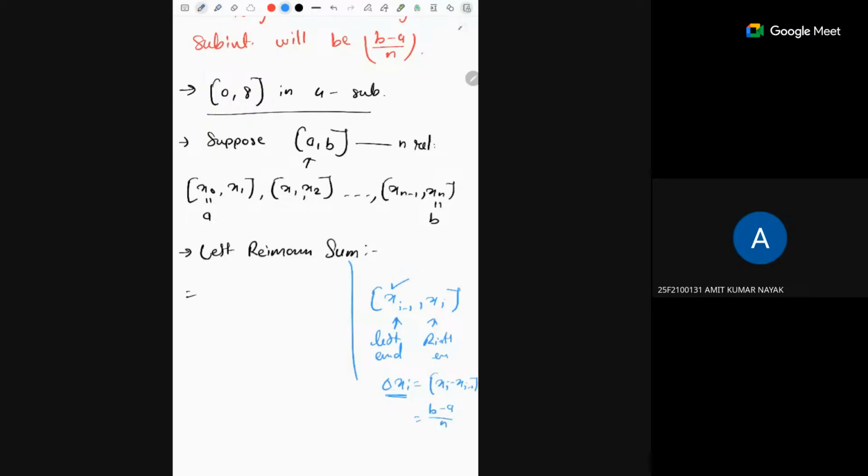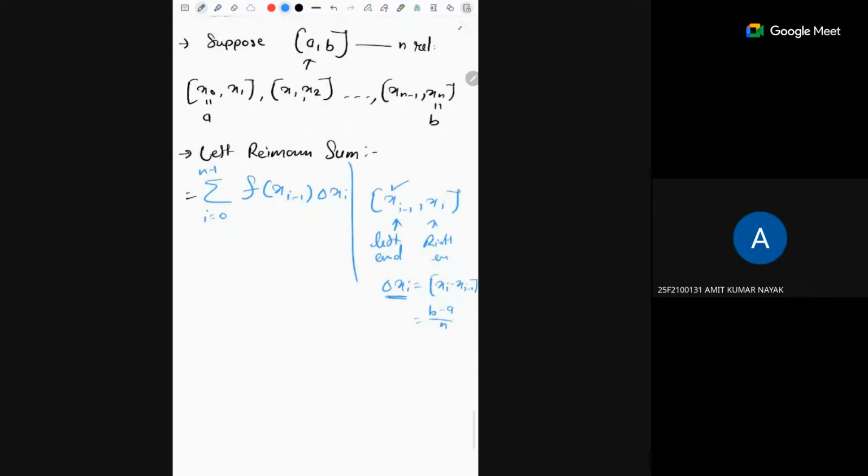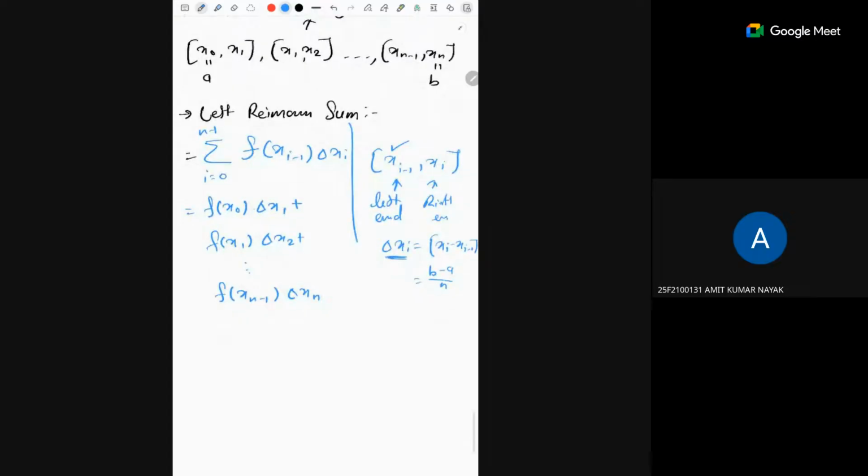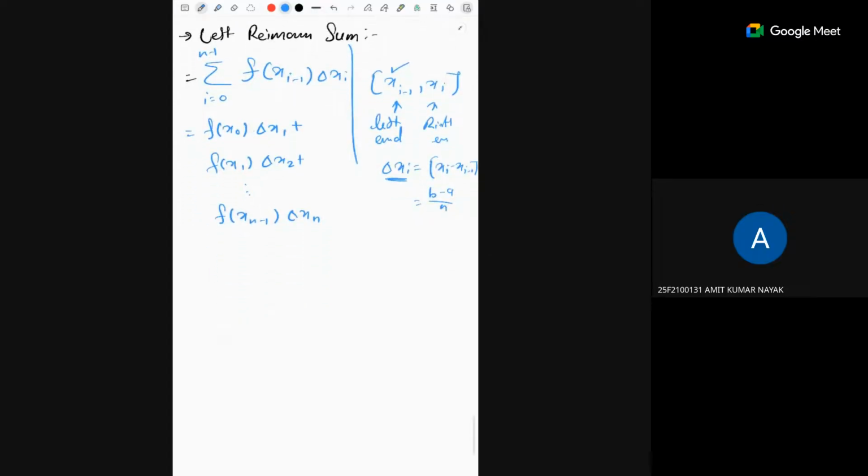So left Riemann sum says you have to sum the value of the function at the left endpoint, that is xi minus 1, with del xi, where your i is ranging from 1 to n. And if I elaborate it, it looks like this: f of x0 into del x1, plus f of x1 into del x2, plus and so on, plus f of xn minus 1 into del xn. This is left Riemann sum. So in left Riemann sum, you have to consider the function value at the left endpoint. Okay. In right Riemann sum, you have to consider the function value at the right endpoint. Don't worry, we'll take an example so that will be much clearer.